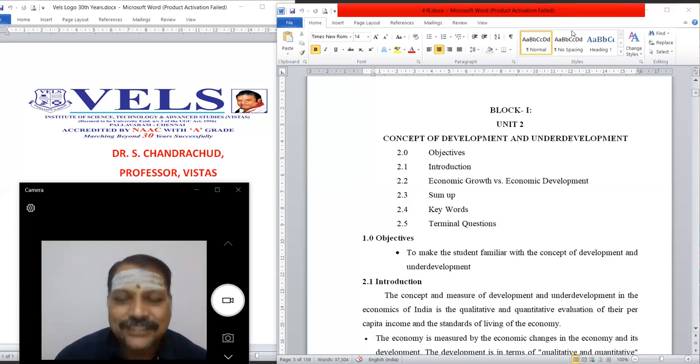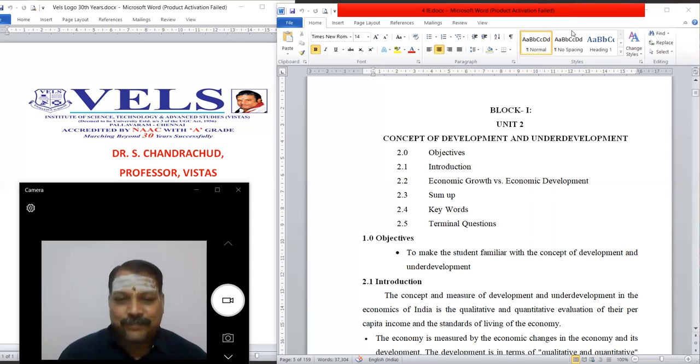So in this class, first we get familiar with the two terms, development and underdevelopment. Then we will distinguish between two macroeconomic indicators, economic growth and economic development. After that, we will sum up and we will see what are the keywords and what are the possible questions in the semester end examination.